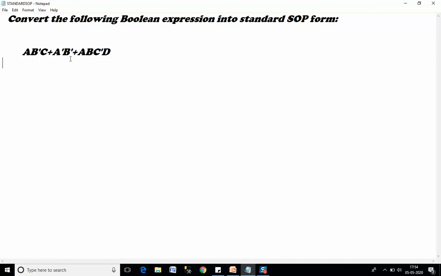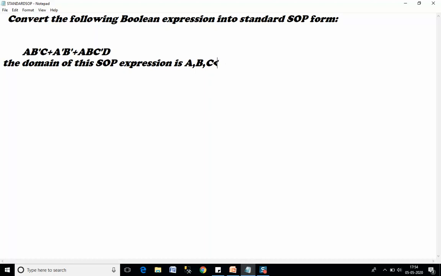So that means we can first write the domain of this SOP expression, which is A, B, C and D.